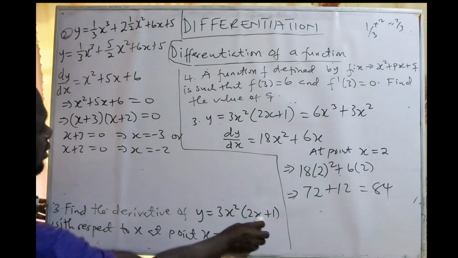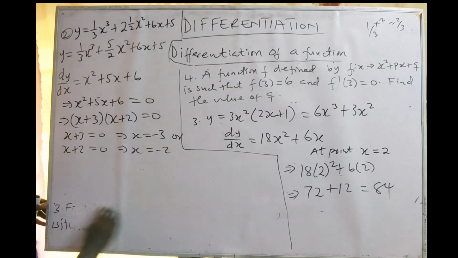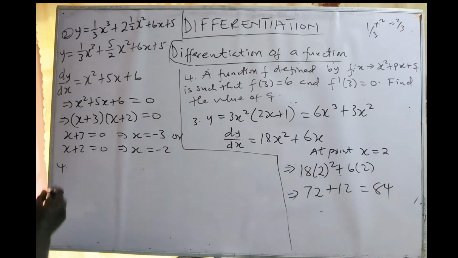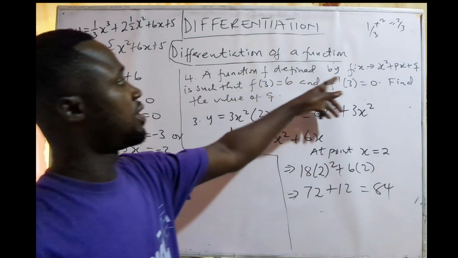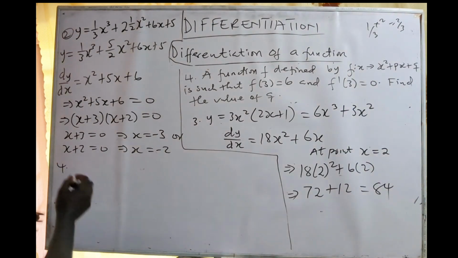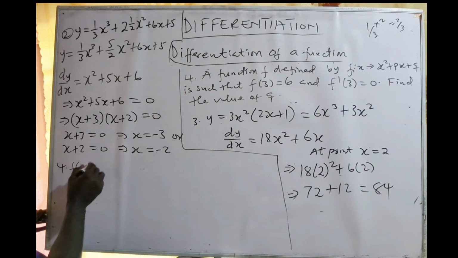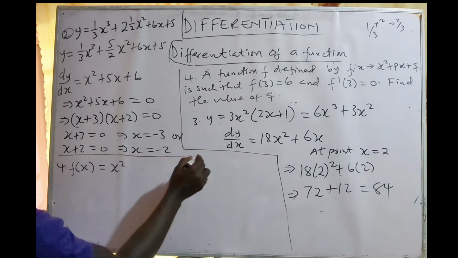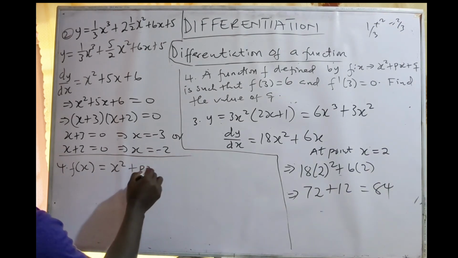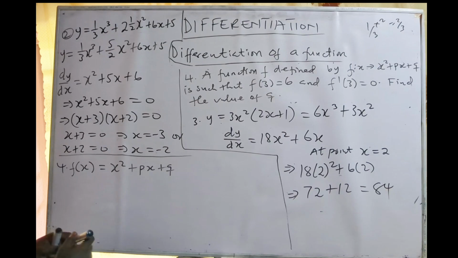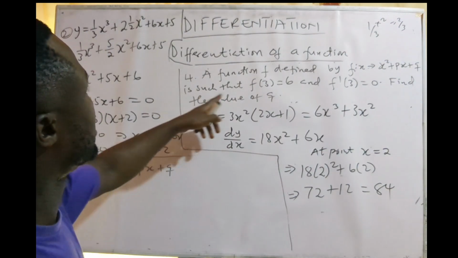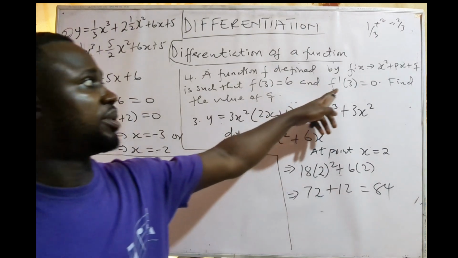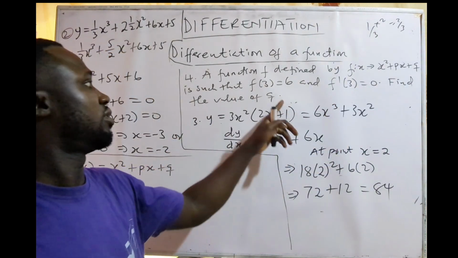All right. Then let's do the last one, then we close. Number 4, a function is defined by f of x equal to x squared plus px plus q, such that f of 3 is equal to 6 and f prime of 3 is equal to 0. Find the value of q.